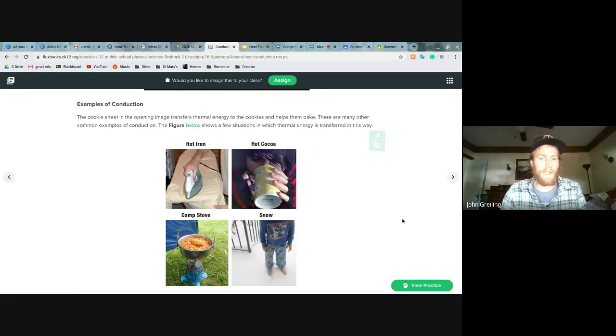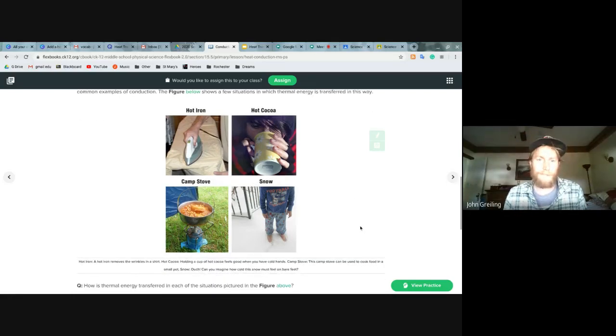Examples of conduction. The cookie sheet in the opening image transfers thermal energy to the cookies and helps them bake. There are many other common examples of conduction. Here are some: hot iron, hot cocoa, hot stew, and, not hot snow, but the snow touching your foot, a hot foot in the snow.